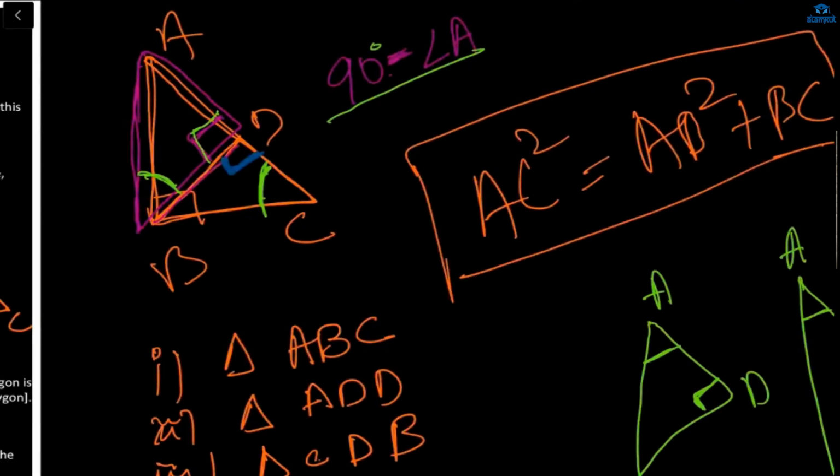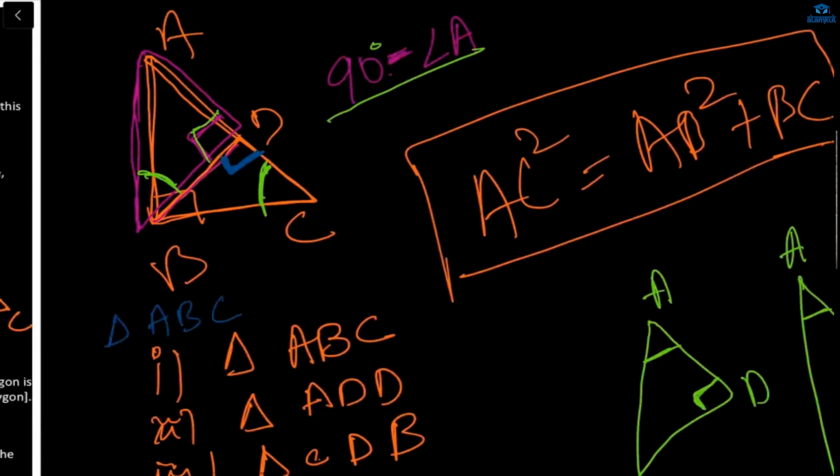If I'm taking triangle ABC, then it will be similar to triangle ADB, because angle B and angle D are 90 degrees, and angle A is common. So triangle ABC is similar to triangle ADB.